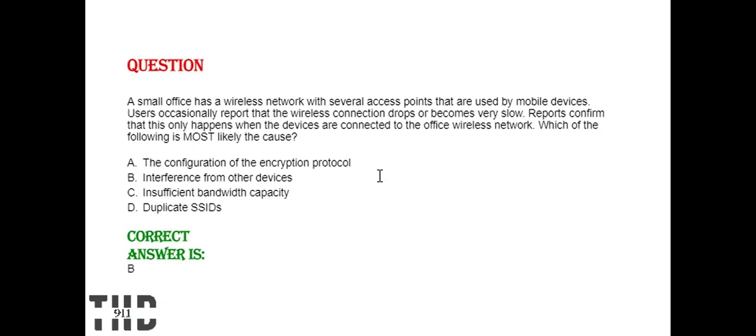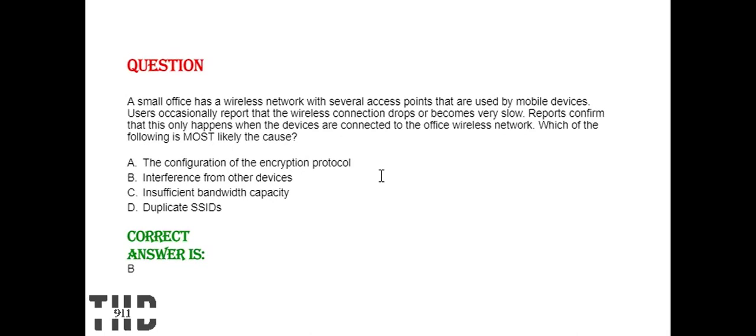A small office has a wireless network with several access points that are used by mobile devices. Users occasionally report that the wireless connection drops or becomes very slow. Reports confirm that this only happens when the devices are connected to the office wireless network. Which of the following is most likely the cause?